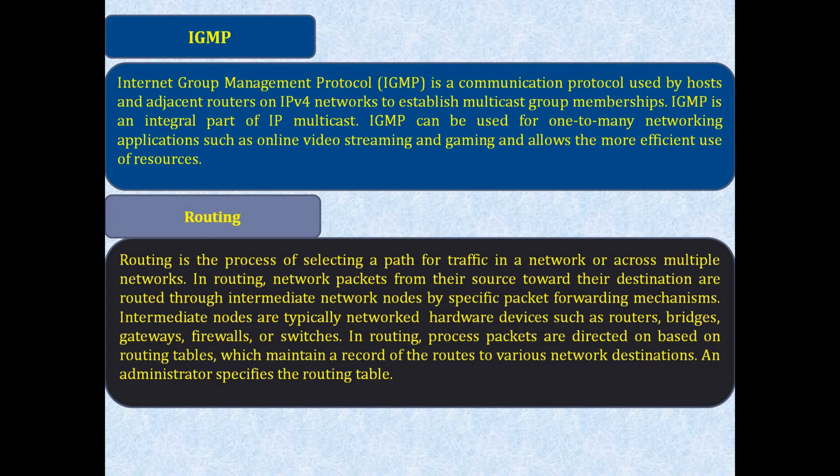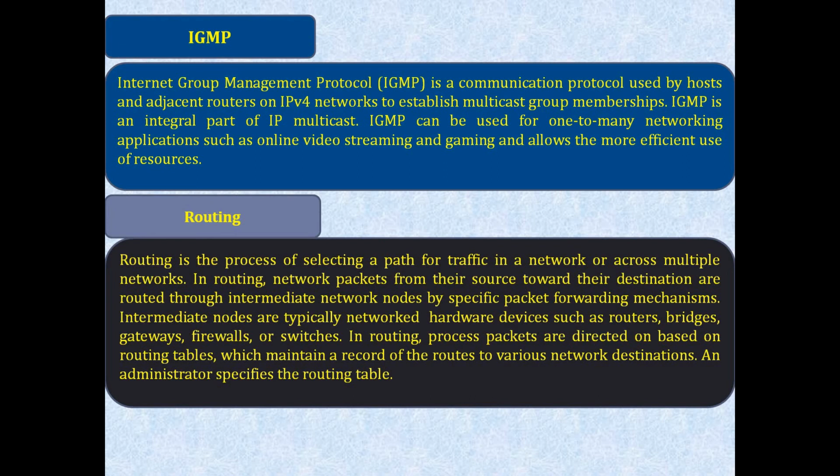Routing is the process of selecting a path for traffic across multiple networks. Routing network packets from their source towards the destination goes through intermediate network nodes and a specific packet forwarding mechanism. Intermediate nodes are typically network hardware devices such as routers, bridges, gateways, firewalls, and switches. It means whatever the network is, it will take the traffic through the routers, switches, gateways, and firewalls.